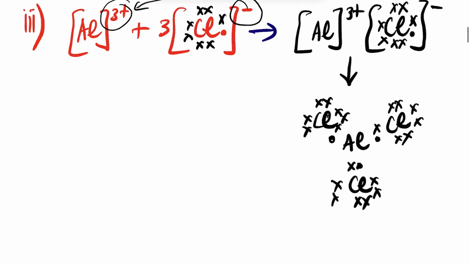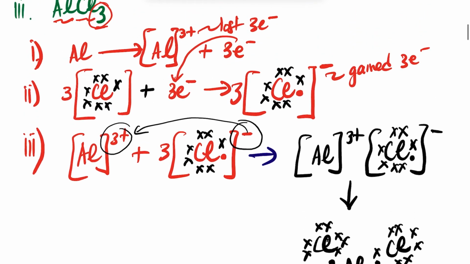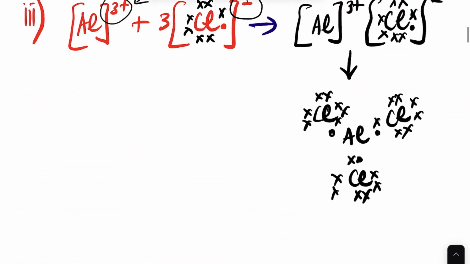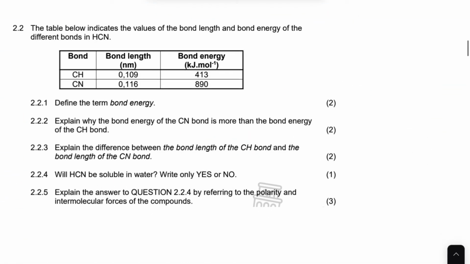So it will be basically that. That's an ionic compound. That's how you draw the Lewis structure of the ionic compound. Okay, let's move to this, which is what you need to know in grade 11.